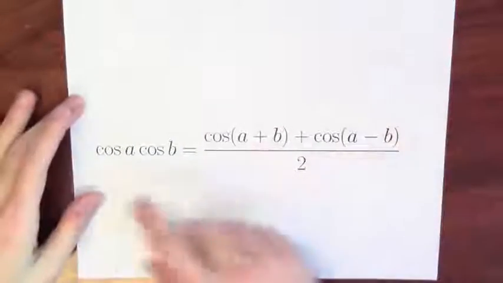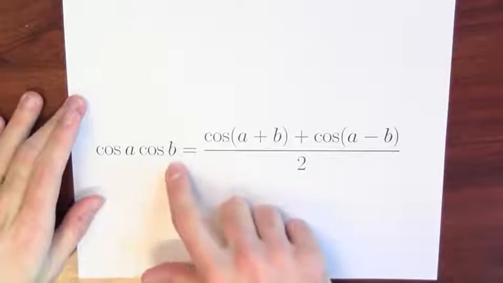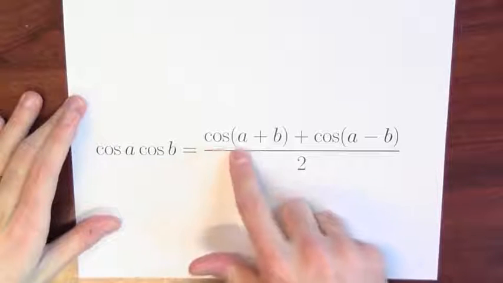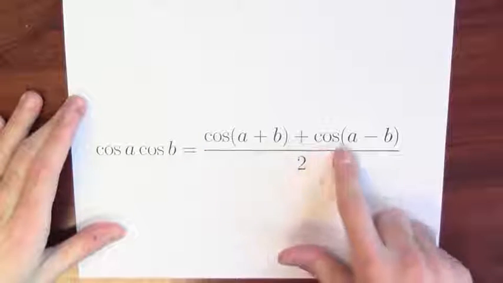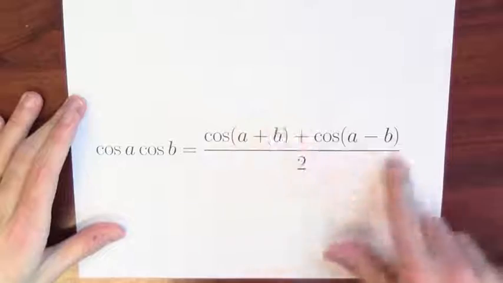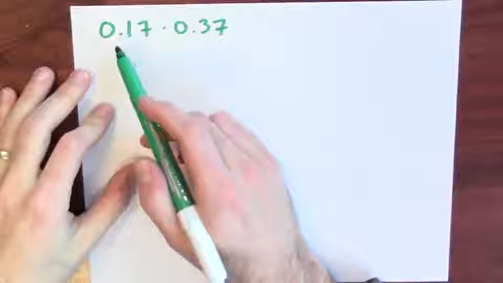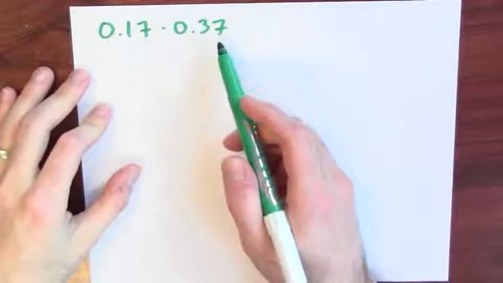The idea is to use a cosine product identity. Namely, this formula: the cosine of A times the cosine of B is the cosine of A plus B and the cosine of A minus B averaged together. Perhaps somewhat surprisingly, you can use this cosine product identity to multiply numbers. Let's see how. So let's try to use this trick to multiply 0.17 and 0.37.